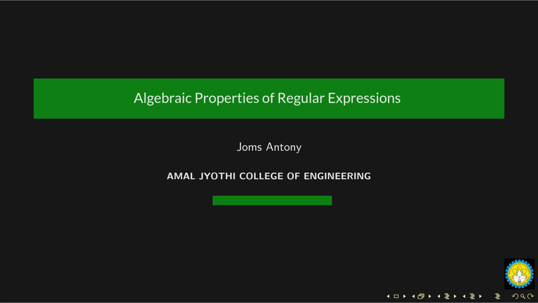Okay, in this video, we are going to look at the algebraic properties of regular expressions. There are some closure properties, and then there are some properties like associativity, commutativity, etc., which are very similar to the Boolean algebra rules. But in a sense, there are some key differences compared to the Boolean algebra rules. So we'll see one by one.